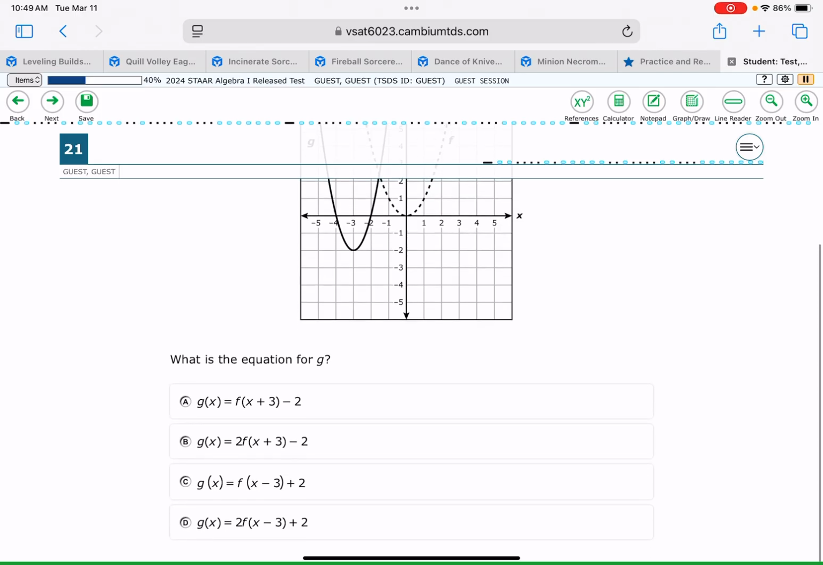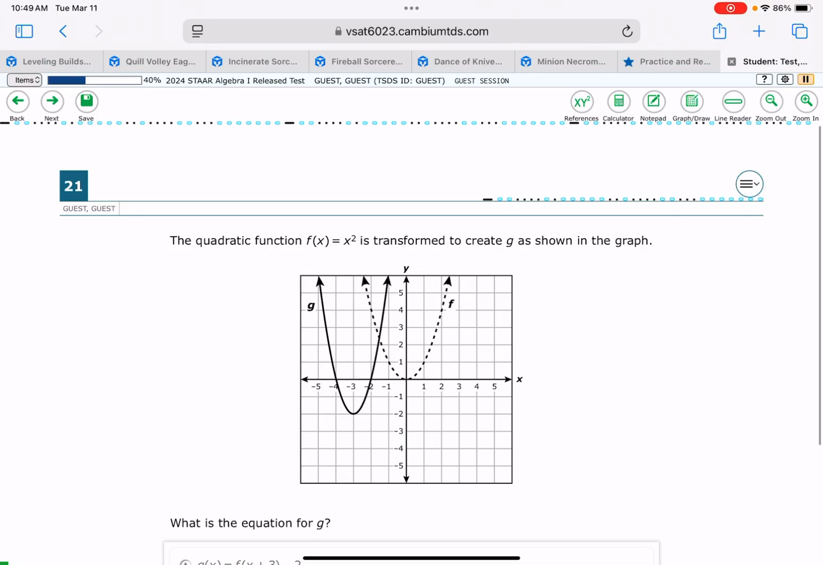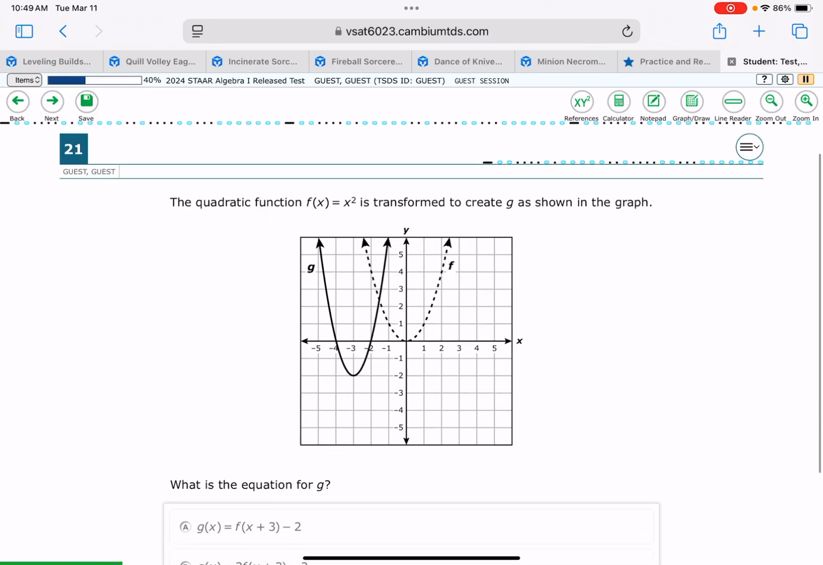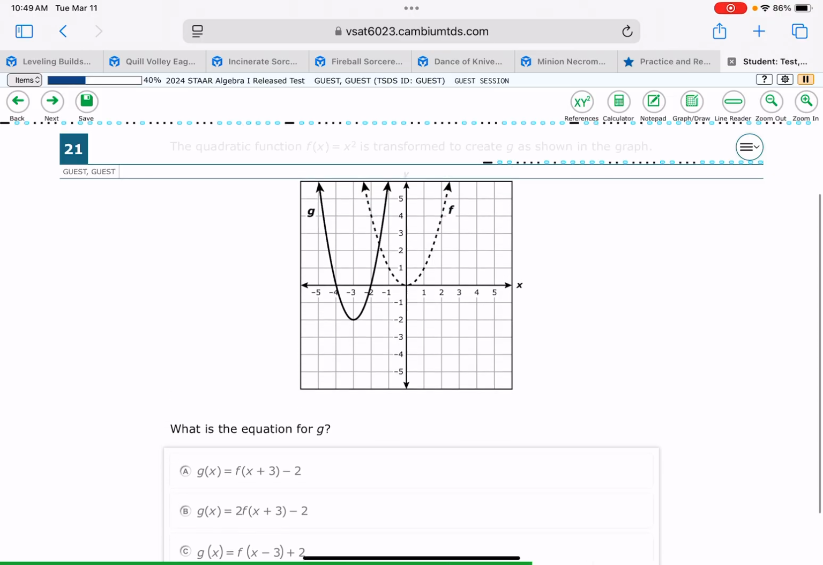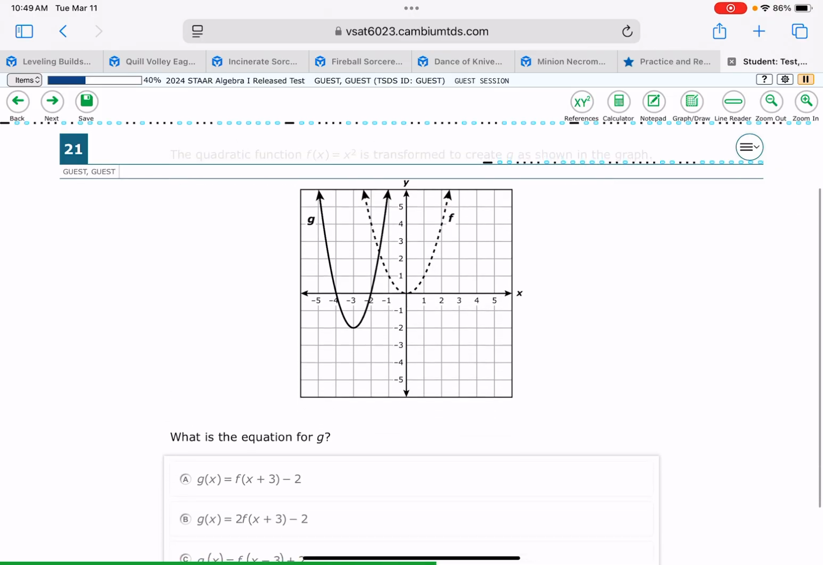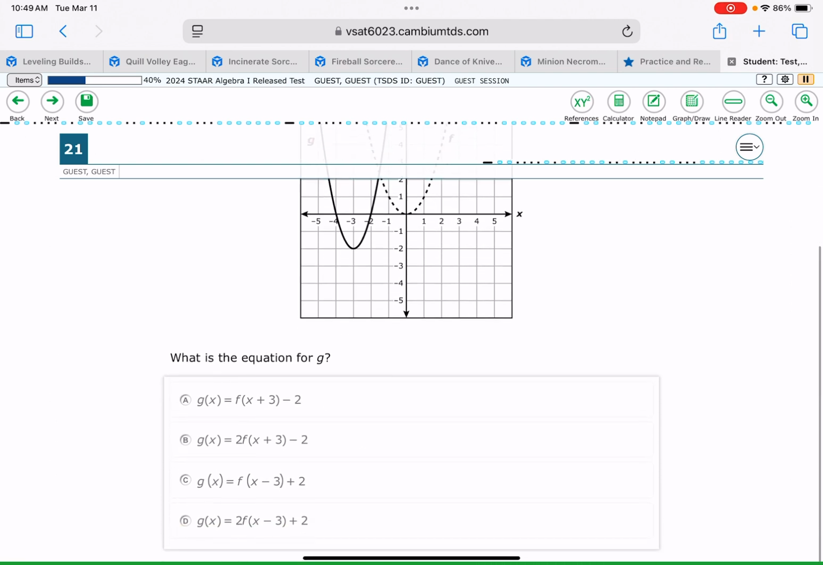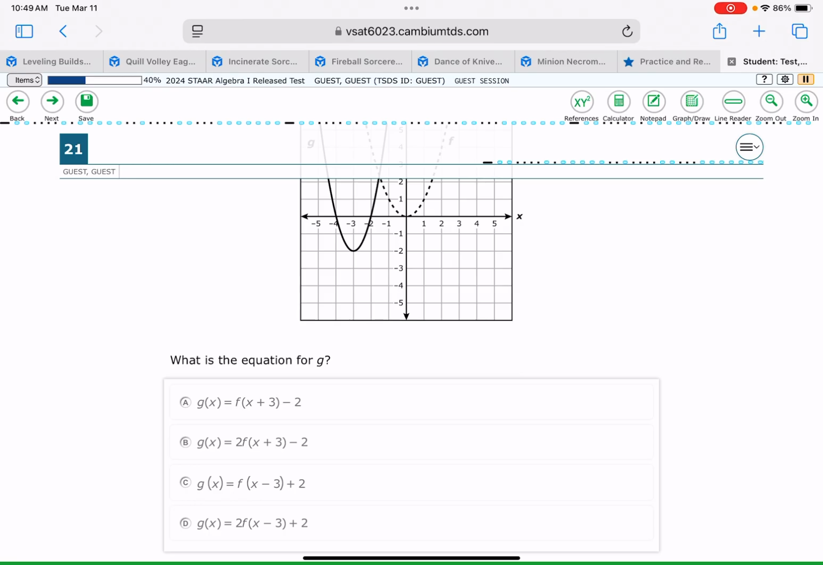This may look difficult and might be tricky, but it's not. This is just a transformation question. You've got your parent function, x squared, and to create the graph shown, f is the parent function, the dotted line, and g is the transformed line. We are shifting to the left, so the number inside the parentheses has to be positive. Remember, it's opposite of what you think. So C and D are out.